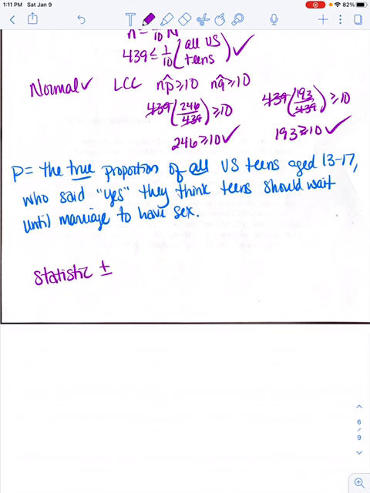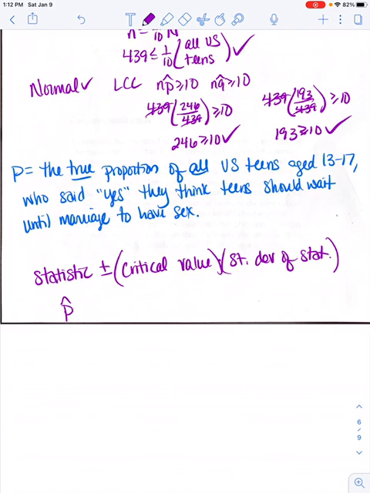Statistic, plus or minus, critical value, times the standard deviation of statistic. And you can put those in parentheses if you want. Okay, so here we go. That's words. Now let's go in here with letters. So P hat is my statistic. Plus or minus critical value is Z star. Standard deviation is the square root of P hat Q hat over N. Normally that doesn't have hats on it, but again, I don't have population information.